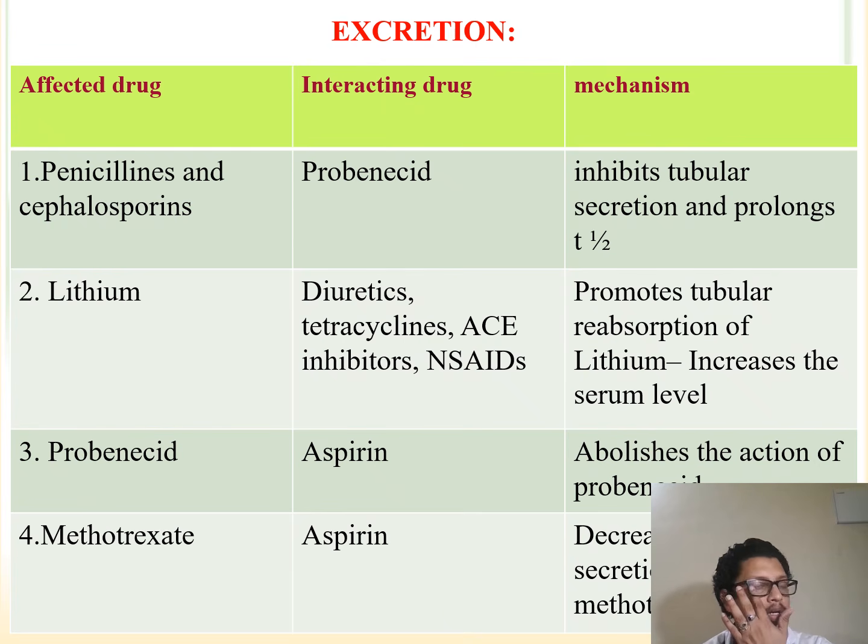Then the common pharmacokinetic interactions noticed at the excretion level: if you give probenecid along with penicillin, it inhibits the tubular secretion of penicillins. If you give a diuretic, or NSAID with lithium, it will promote the tubular reabsorption of lithium and increase the level of lithium. If you give probenecid with aspirin, it will abolish the action of probenecid.